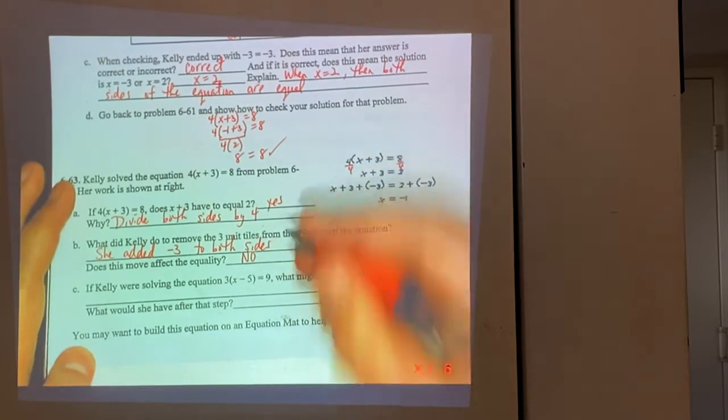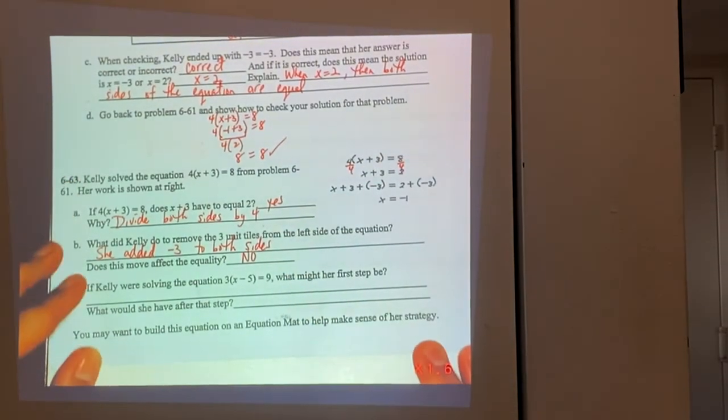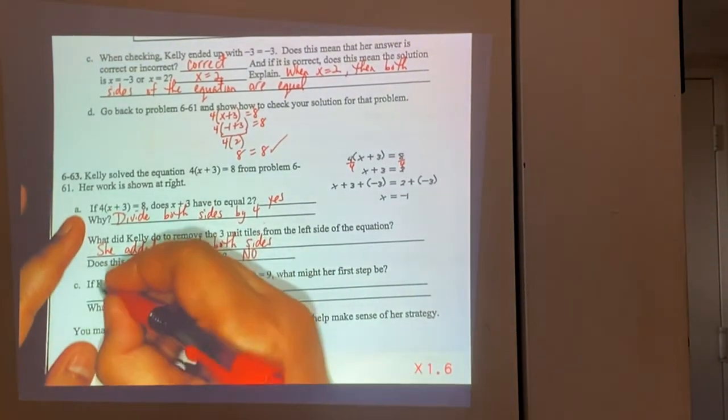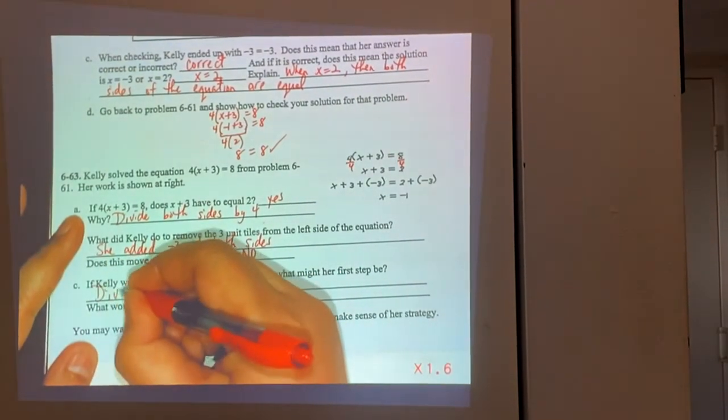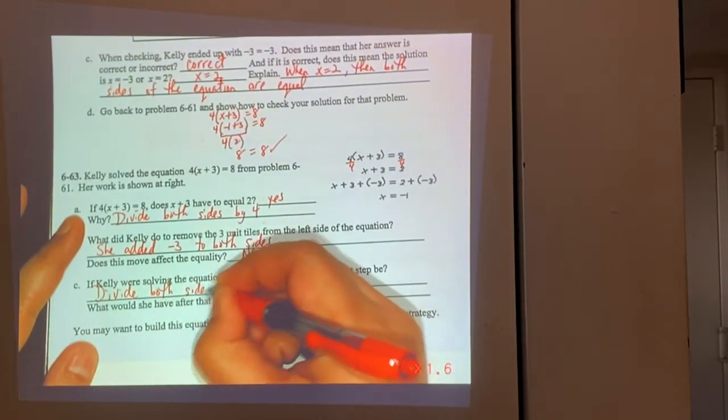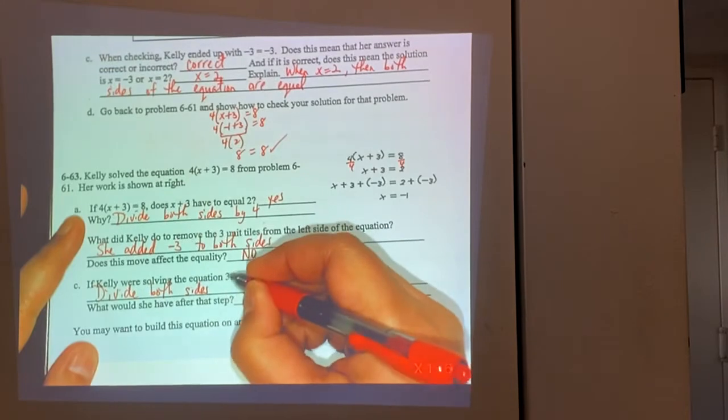If Kelly were solving 3(x + 5) = 9, what might her first step be? Divide both sides by 3.